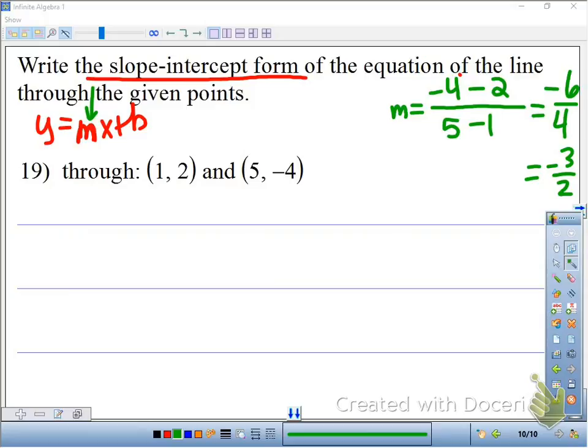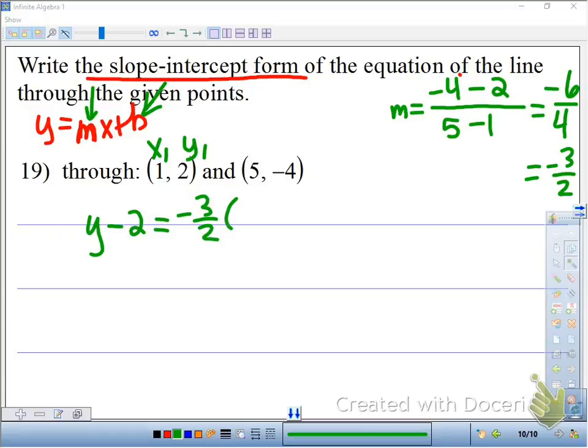From here, I need to recognize I have a slope now, but I still don't have the y-intercept. I actually have 2 points, so I'm just going to use this point here, the x1, y1, and I'm going to write my point-slope form. So I got y minus 2 equals negative 3 halves, parentheses, x minus 1.